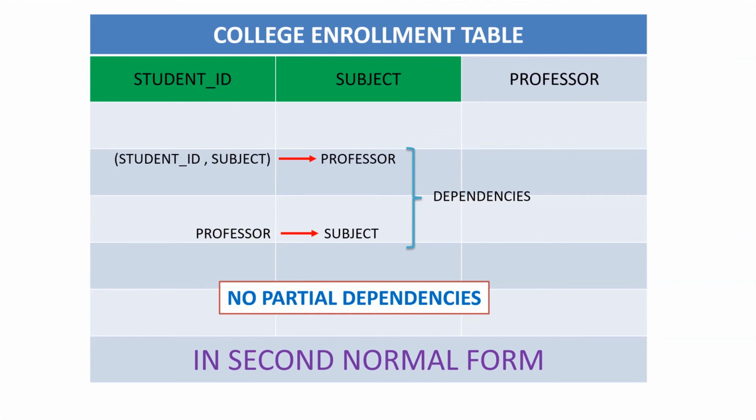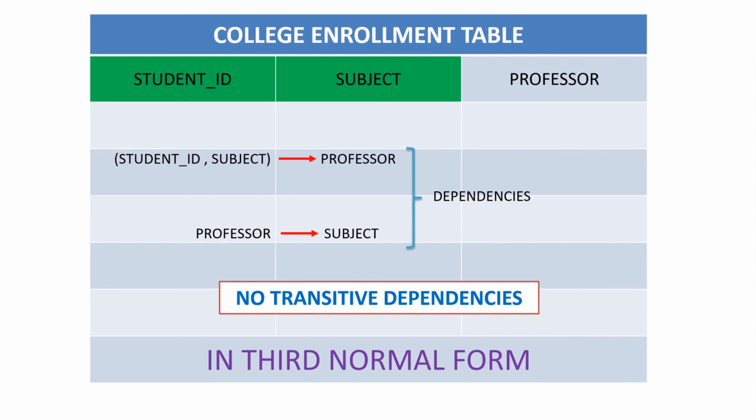Now consider this example. I have two IDs, student ID and subject. Together they are used to determine the professor detail. So I can say there is no partial dependency in this table. It is already in first normal form, and no partial dependency means it is in second normal form. Also there is no non-prime attribute which is derived from another non-prime attribute. There is only one non-prime attribute and two prime attributes. Here the non-prime attribute is derived from the prime attributes only. So there is no transitive dependency, and it is said to be in third normal form.